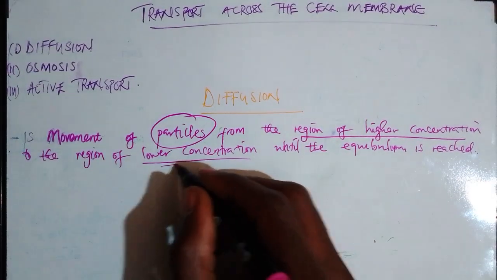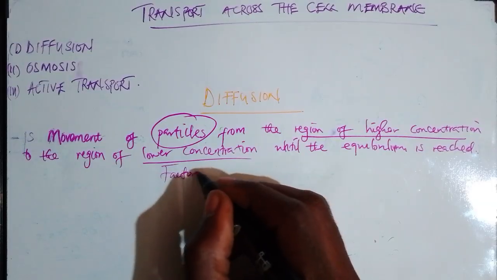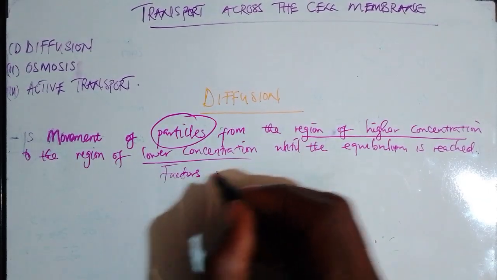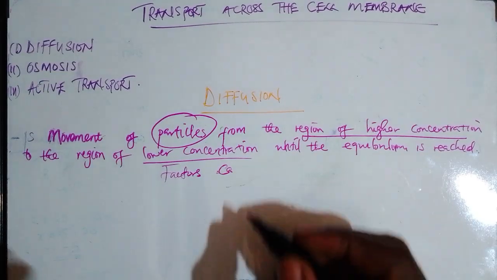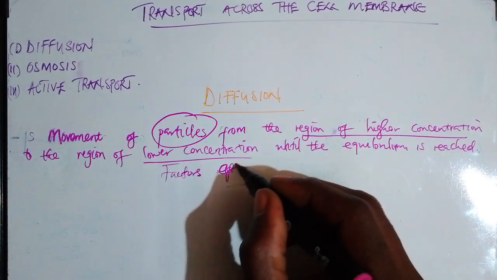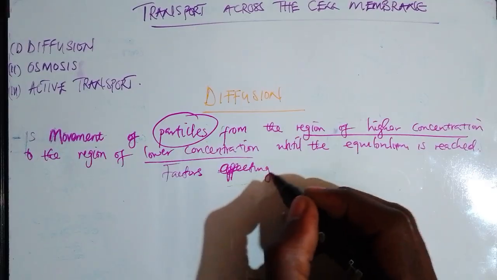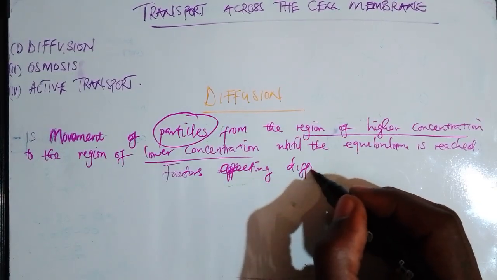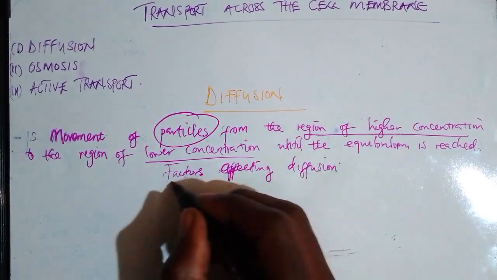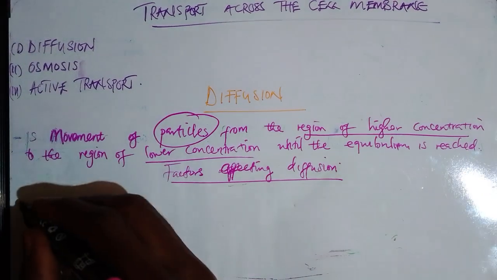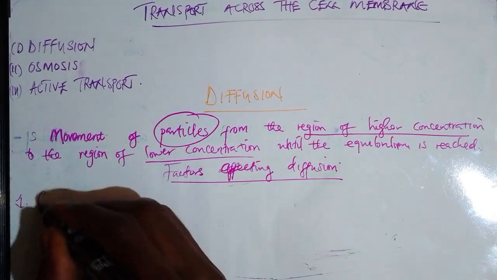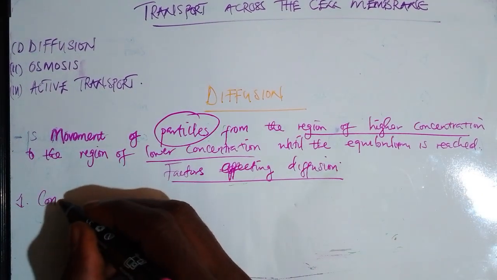We are going to look at some of the factors which can affect the rate at which a particle diffuses, or factors affecting what? Diffusion. So what are some of the factors which affect diffusion? We have the first factor, which is the concentration gradient.